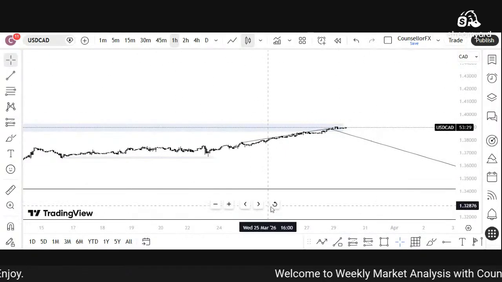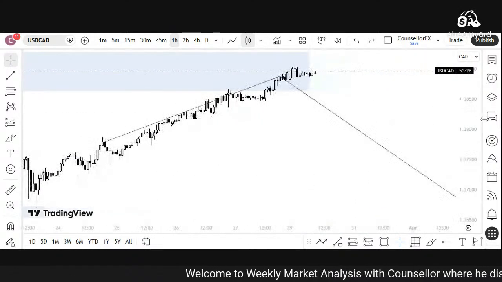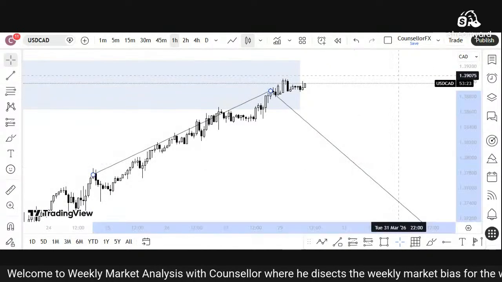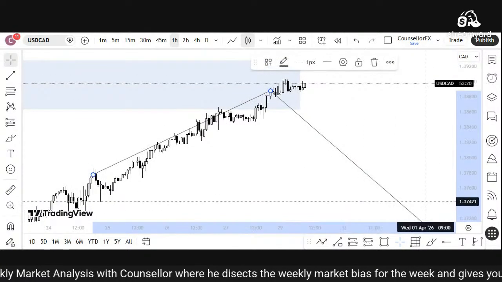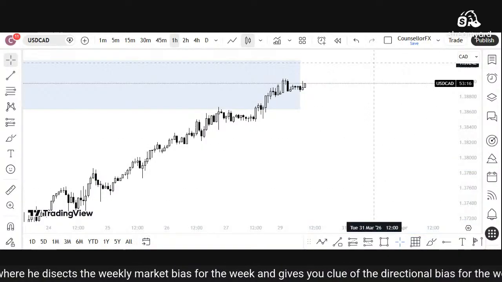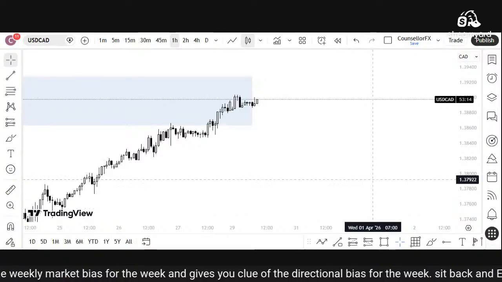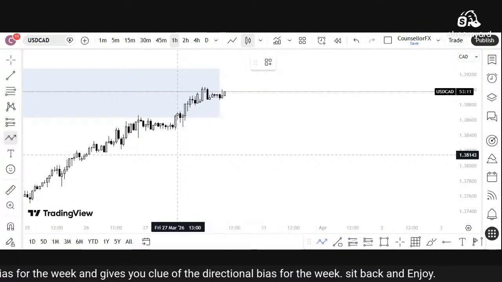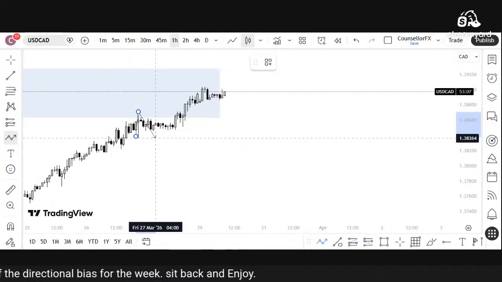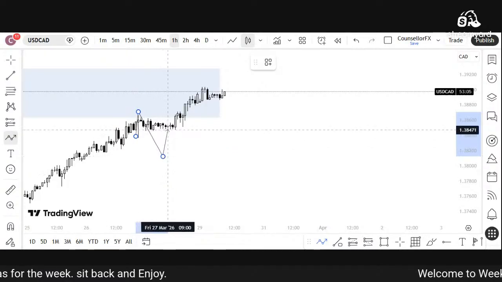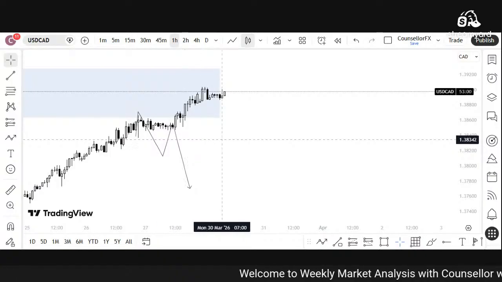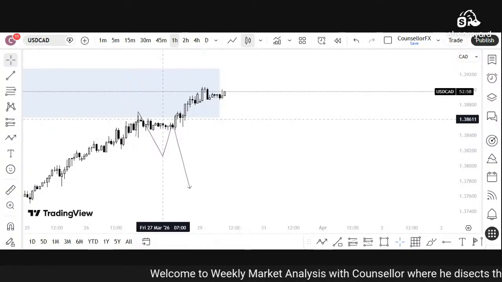So how would that rejection look before you say you want to sell? For example, I remove this because we're done with it. What rejection will look like is, for example, this one came here and tapped it, and even this one broke this low and then came back. We are continuing selling. But now what we're looking for is that same thing, but not from this place.